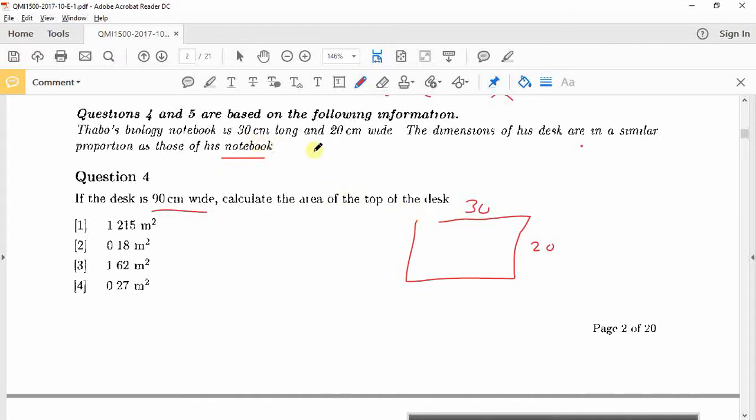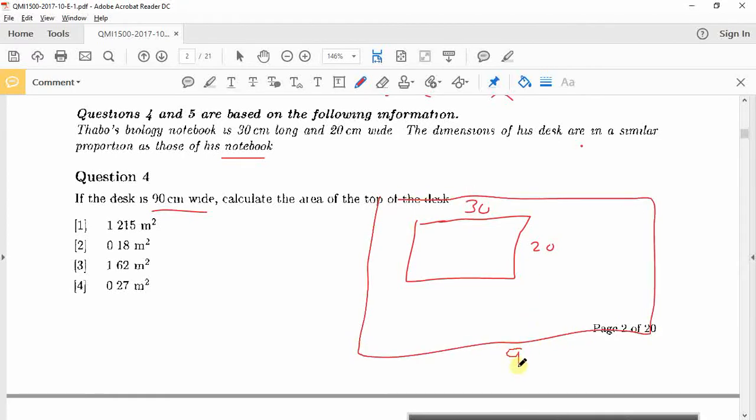Okay, so there's a notebook. The dimensions of his desk are in a similar proportion as those of his notebook. Alright, so that means that this thing is sitting on a desk, which is 90. And obviously similar dimensions. Okay, so if this is 30 by 20 and this is 90, what is this going to be by? 60. No.